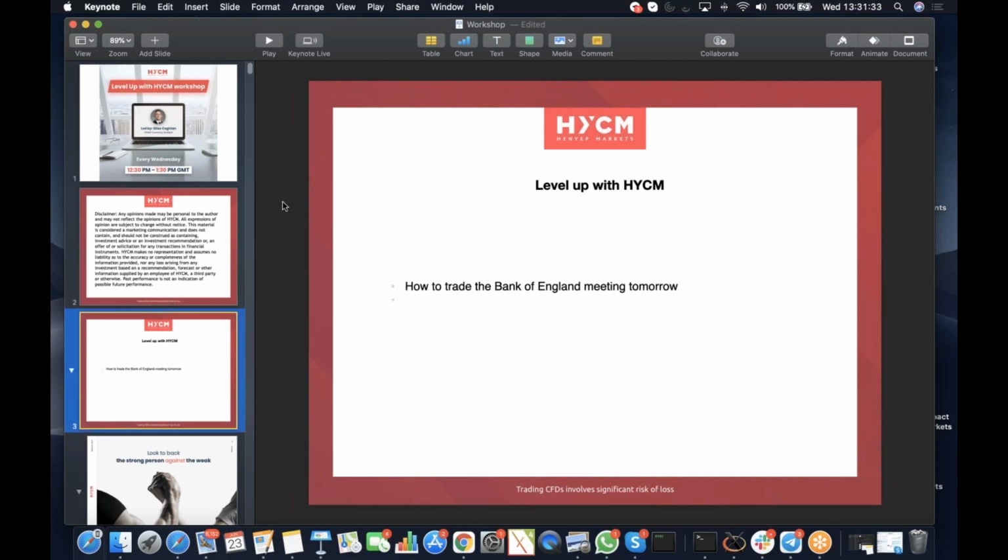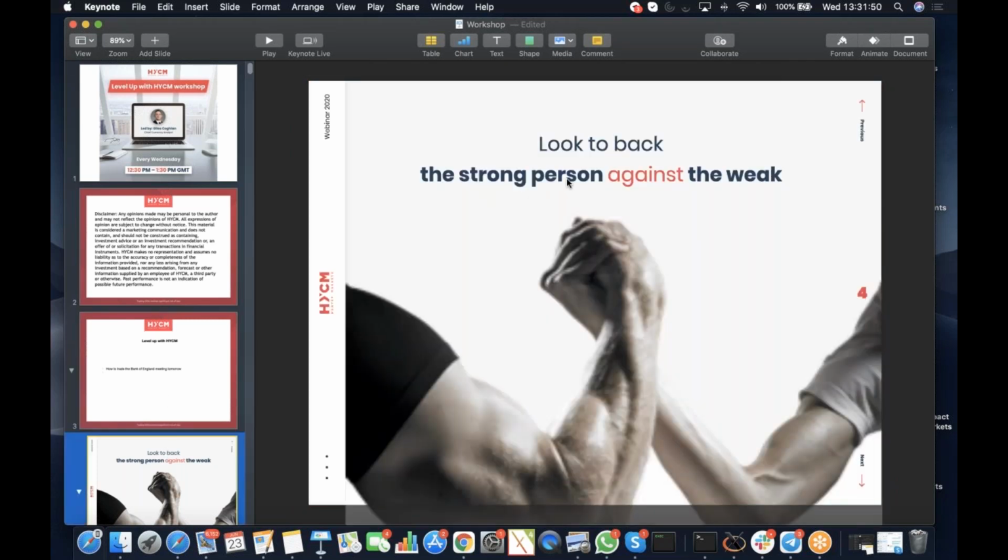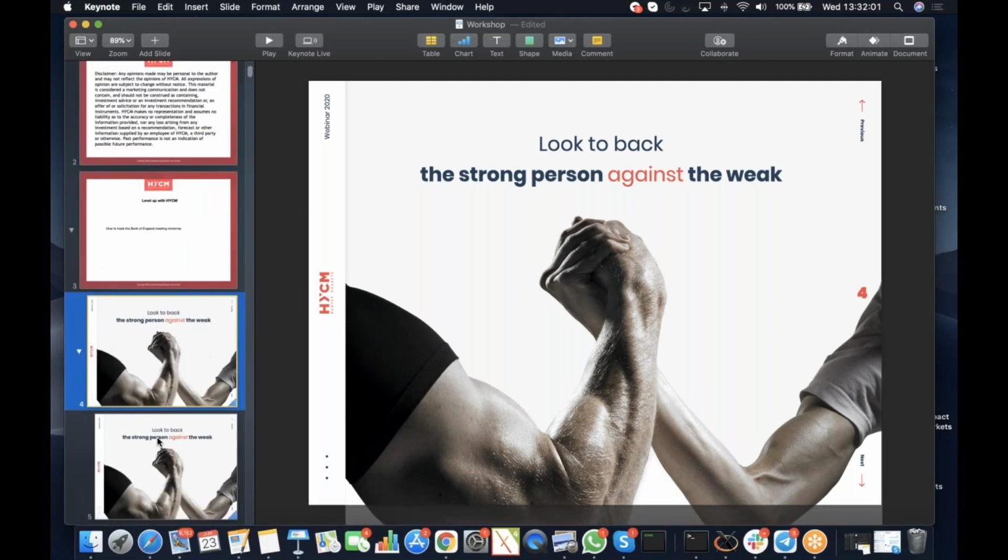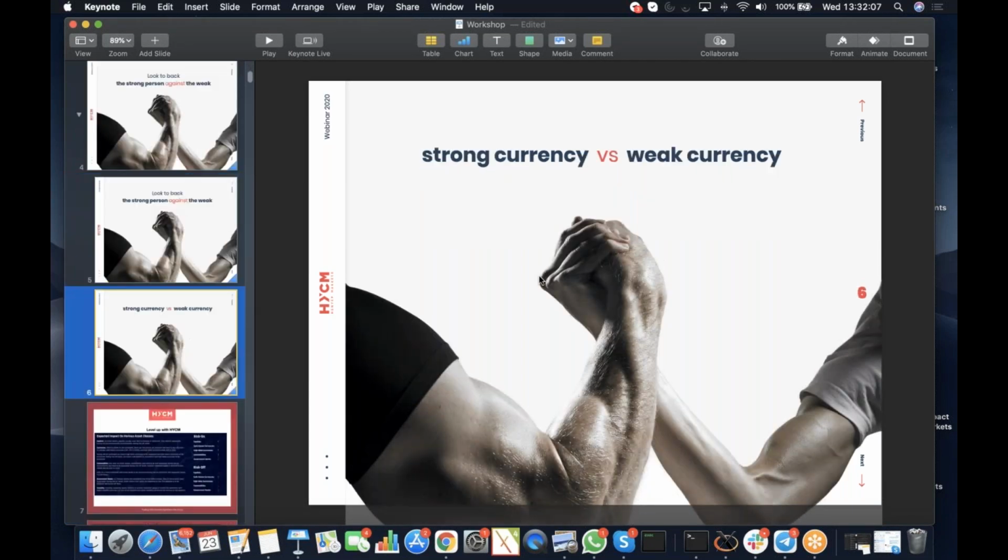So the special topic we'll be looking at today is how to trade the Bank of England meeting tomorrow. I'm going to run through that with you. But before we do, I just want to remind us what we're trying to do in these workshops. The key thing we want to discover is we're always looking to back strength against weakness. As you can see in this diagram, the strong arm should defeat the weak arm. We're looking to pair not strong people against weak people, but strong currencies against weak currencies. That way, we have the greater probability of direction.